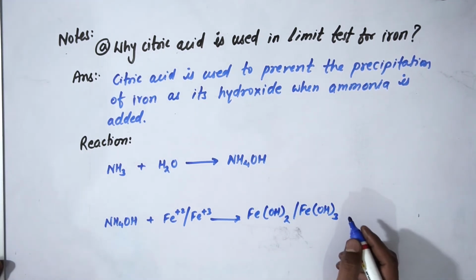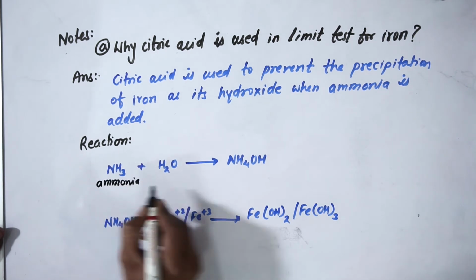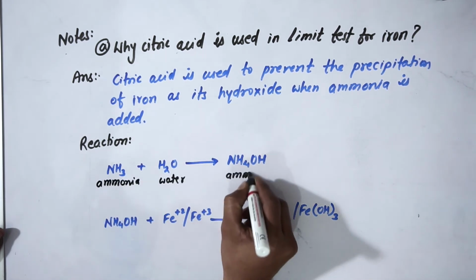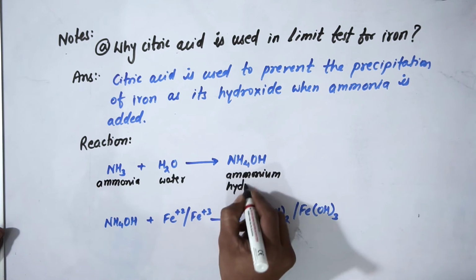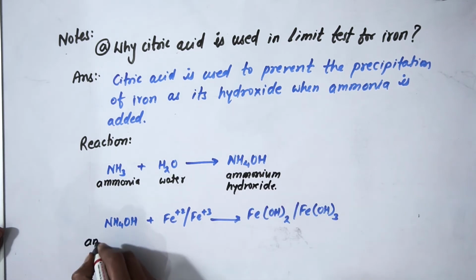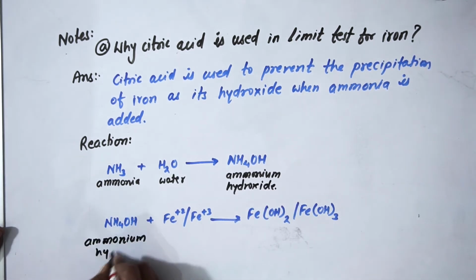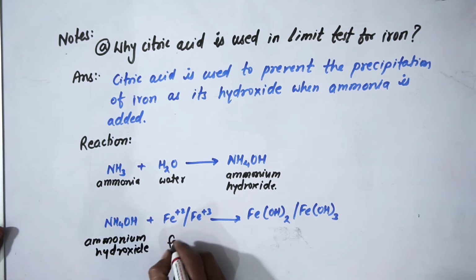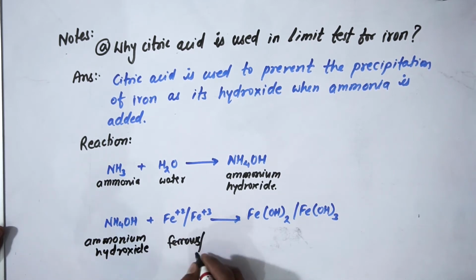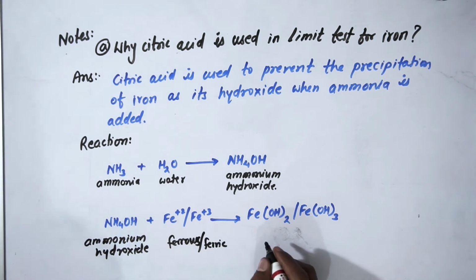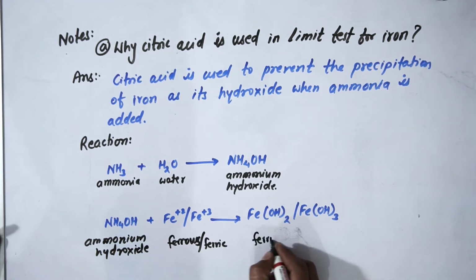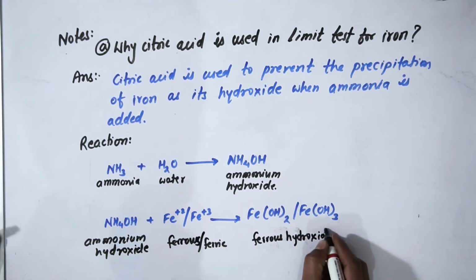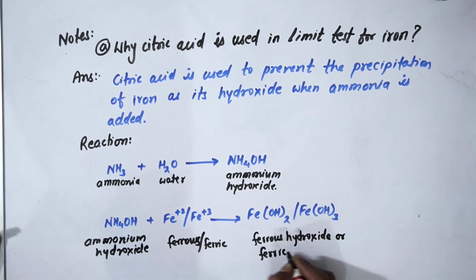Now we'll write the name in words. This is ammonia, water, ammonium hydroxide, and this is ammonium hydroxide. Here it is ferrous or Fe3+, that is ferric. This is ferrous hydroxide, Fe(OH)2 is ferrous hydroxide, and Fe(OH)3 is ferric hydroxide.